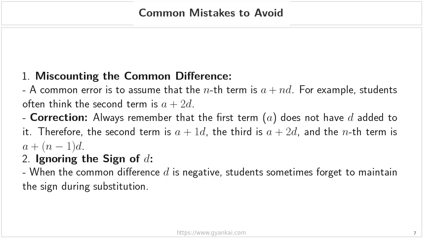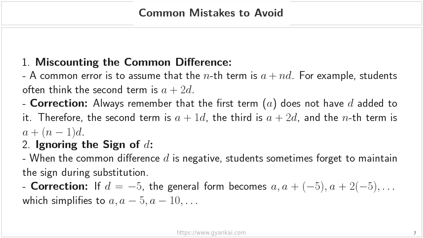Second, be very careful not to ignore the sign of the common difference. In our savings example earlier, the difference was a positive $100, so it was straightforward. However, if the common difference, d, is a negative value, students often forget to maintain that negative sign during substitution.